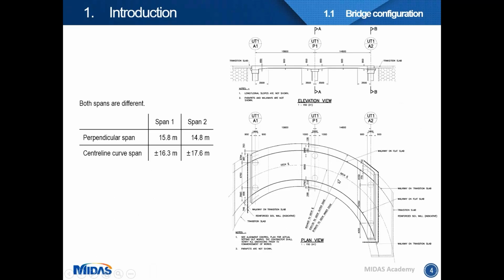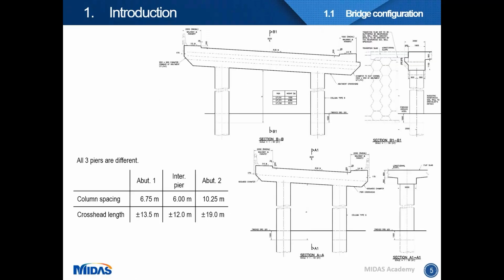Here you can have a closer look at the bridge. The perpendicular span of span 1 is slightly greater than 15 meters and slightly less than 15 meters for span 2. The centerline curve is about 16.3 for span 1, 17.6 for span 2. Not quite a big difference, but you can see from the plan view that both spans are actually quite different.